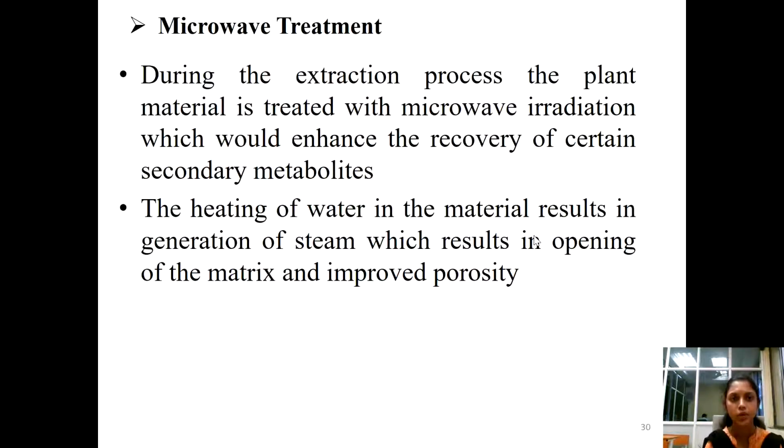Next is microwave treatment. During the extraction process, the plant material is treated with microwave irradiation, which enhances the recovery of certain secondary metabolites. The heating of water in the material results in generation of steam, which results in opening of the matrix and improved porosity.